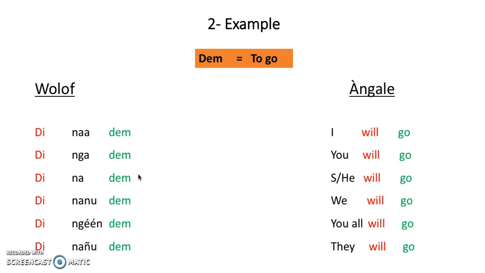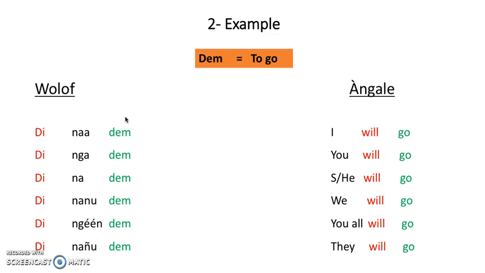I have one example here now to be more specific about what I was talking about. The example we have is with the verb dem. Dem. The e is a short vowel, so dem. To go. Dina dem. I will go. Dinga dem. You will go. Dina dem. He will go or she will go.